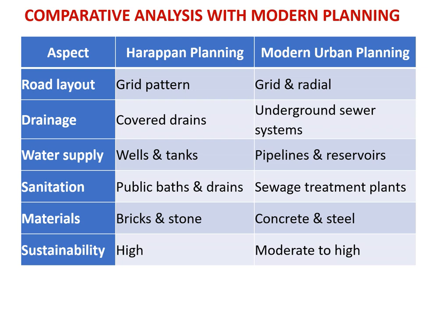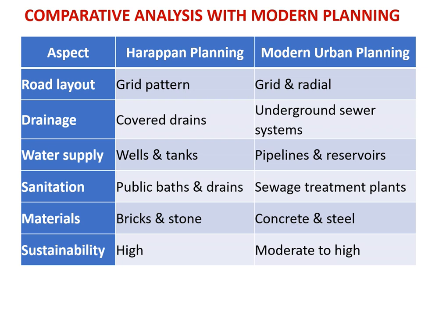When compared on water supply, they had wells and tanks. Now it is pipelines and reservoirs. For sanitation, they had public baths and drains. Nowadays we have sewage treatment plants. Materials commonly used were brick and stone. Now we use concrete and steel. The sustainability level was very high in Harappan planning when compared to modern urban planning, which goes from moderate to high.